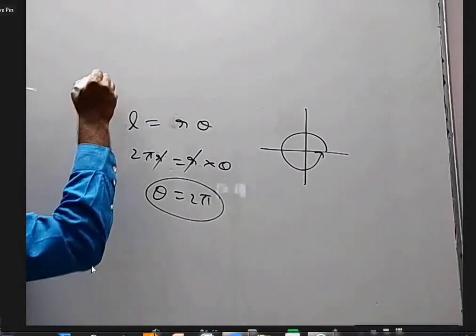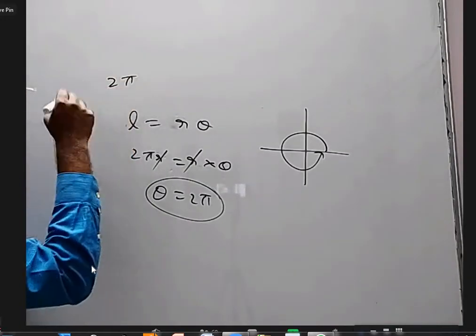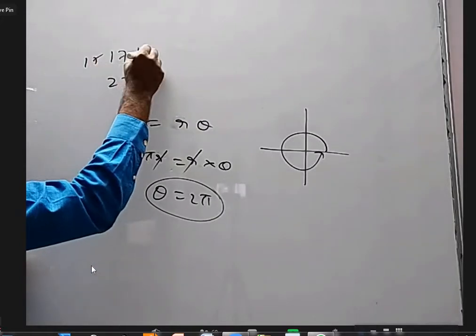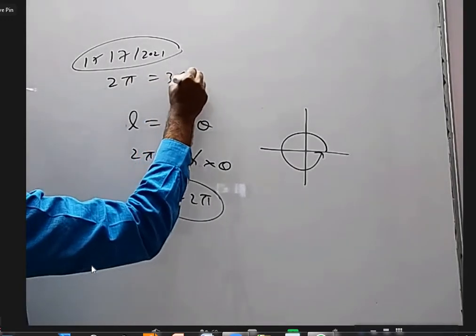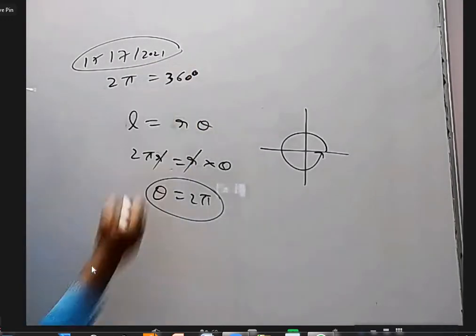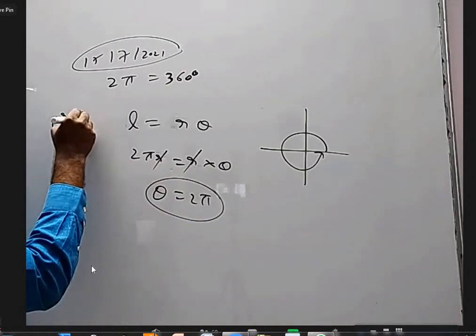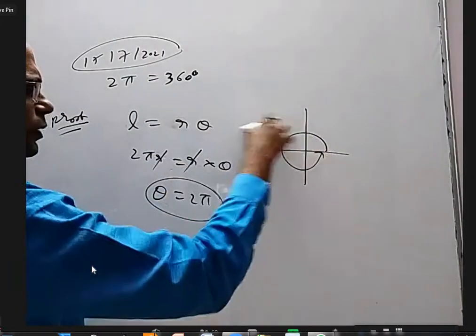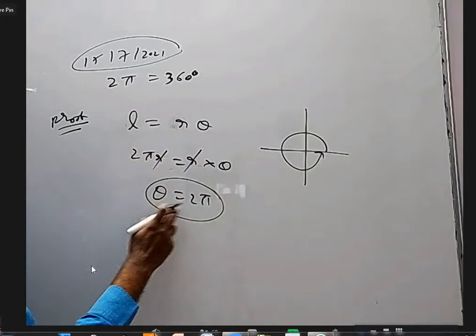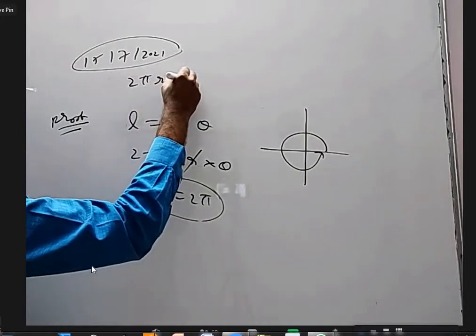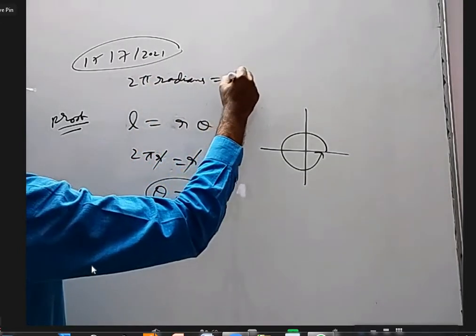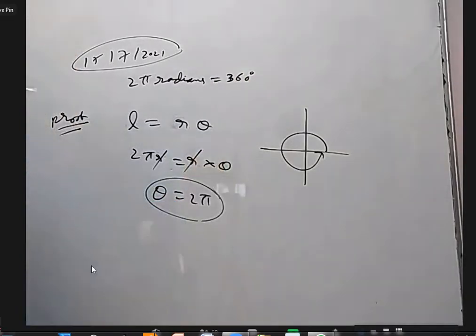So you can write, what is today's date, 15, no? Yes, sir. Continuation of the previous class, 2 pi is equal to 360 degrees. If you want to prove it, you take L equal to r theta for the complete circle. L is 2 pi r. We'll get theta equal to 2 pi. Maybe you should write 2 pi radian equal to 360 degrees. You can even write equal to 2 pi also, not a problem.